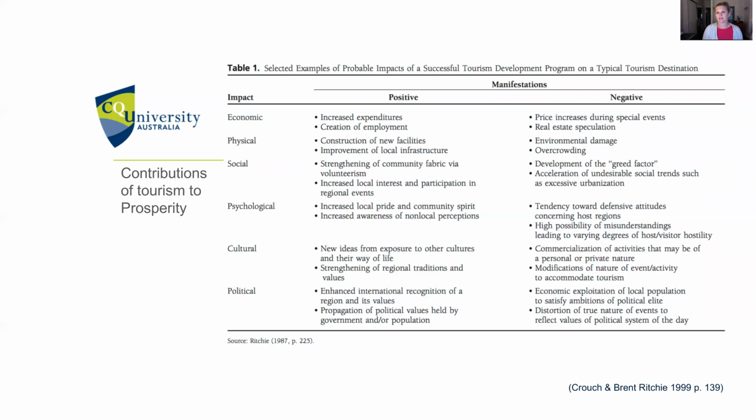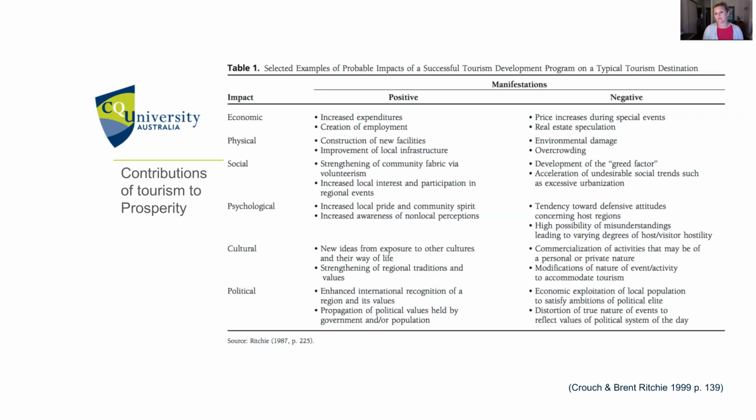Okay, so on the negative side, there's price increases during special events and high season, for example, real estate speculation. So sometimes you can be priced out of your own market to buy a home. Environmental damage, overcrowding, development of the greed factor, acceleration of undesirable social trends such as excessive urbanisation. So obviously if you have a bigger business, you'll end up potentially with more workers coming to your community. They have to live somewhere, and so that can actually end up with quite an urban place when people may be visiting for natural factors.